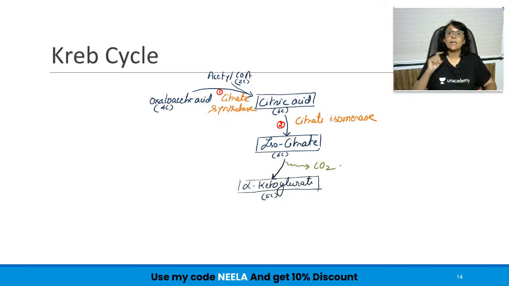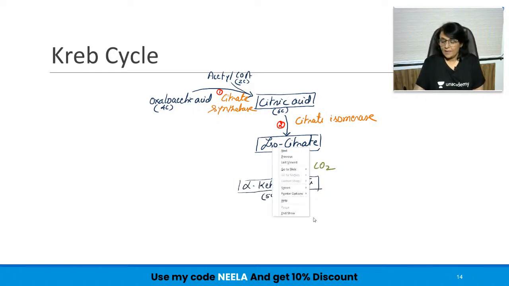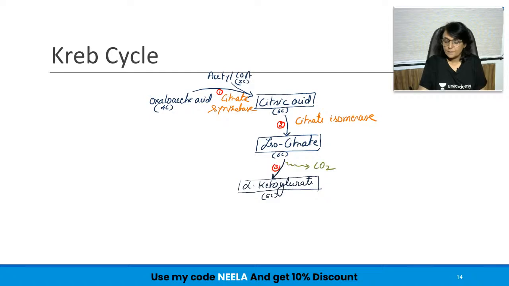That means decarboxylation is taking place. Carboxylation is addition of carbon dioxide, and decarboxylation is removal or loss of carbon dioxide. So isocitrate changes into a 5-carbon compound. Let us write down the number of the reaction or the step.